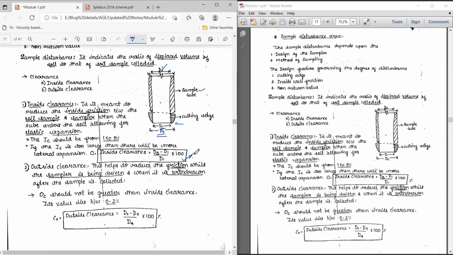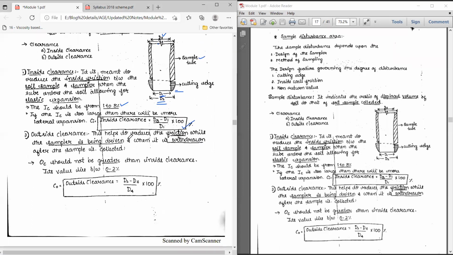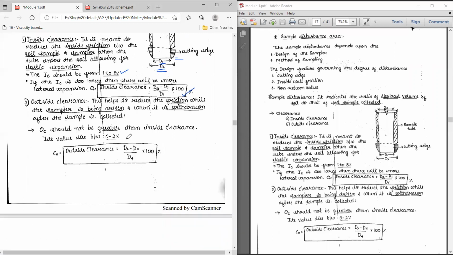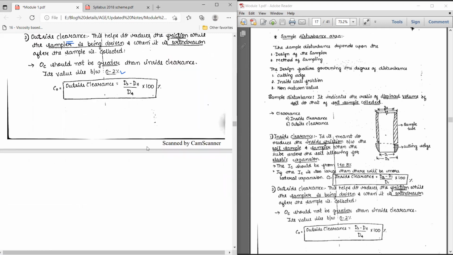Okay, so inside clearance can be calculated by using the formula (D3 minus D1) divided by D1, whole multiplied by 100. So if this value is 1 to 3%, then we can say that the sample is undisturbed. If it is a higher value, then we can consider that the sample is more disturbed. Then outside clearance can be calculated by using the formula (D2 minus D4) divided by D4, whole multiplied by 100. Again, in order to say the sample is less disturbed, the value should be between 0 to 2%.